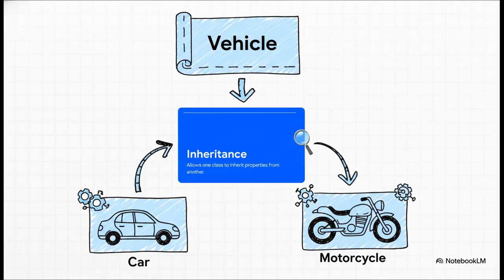Then there's inheritance. And wow, this one is a huge time saver. It basically means we can create a new blueprint that's based on an old one. So you could have a general vehicle class. Then you can create more specific classes like car or motorcycle that inherit all the basic stuff from vehicle and then just add their own special features. It saves you from writing the same code over and over and over again.